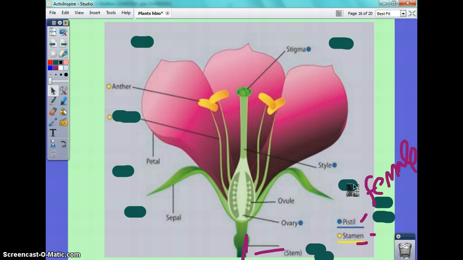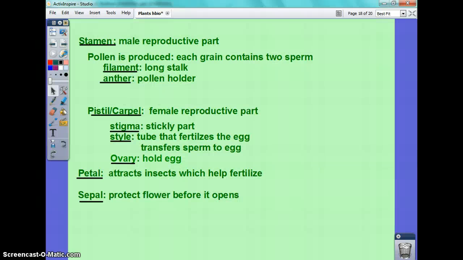The other parts of the male are called filament. So basically you have the top part of the male reproductive part, which is the anther, and the stick type structure is the filament. For the female, it's the stigma, then the style, and then the ovaries. So the stamen, as we mentioned, is the male reproductive part. So pollen is produced in the anther. It's, let's say, the pollen holder, and the filament is the stalk or the stem of the male reproductive part.